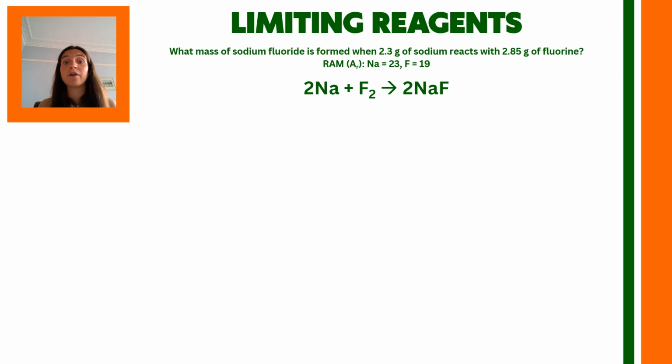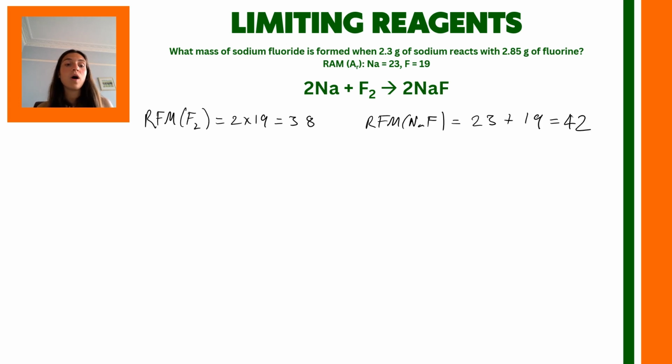I just leave that alone because it's not got any subscript at the bottom. But for my fluorine, I have that subscript of 2 because it's a diatomic molecule. So I do need to work out my relative formula mass of fluorine. So what I'm going to do is take those 2 that I have, multiply it by my relative atomic mass. 2 times 19 is 38. And then on my right-hand side, I've got this sodium fluoride and I need to work out its relative formula mass. 1 sodium, 23, plus 1 fluorine, 19, gives me a total of 42.